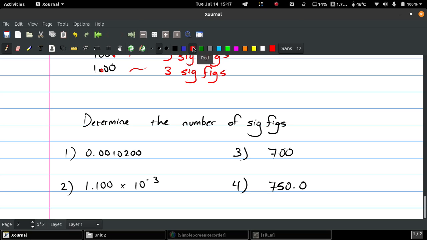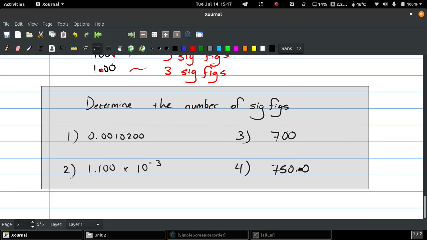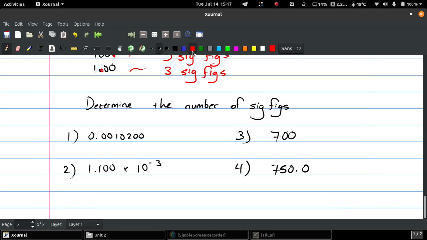Okay, so let's work these out. Apparently I've run out of room, so I can't scroll down. I'm going to move this up a little bit so I have room to explain stuff. So for the first one, these are leading zeros. They don't count. But there is an explicit decimal point, and these are trailing, so they would count. So you have a total of 1, 2, 3, 4, 5.